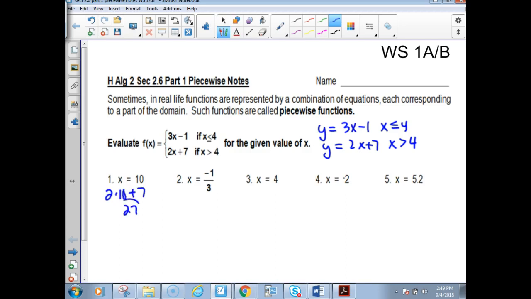That'd be 27. Number 2, we're going to go a lot quicker now. Negative 1/3 is less than or equal to 4, so you use the first equation. We would need to evaluate 3 times negative 1/3 minus 1. 3 times negative 1/3 is negative 1. Negative 1 minus 1 is negative 2.